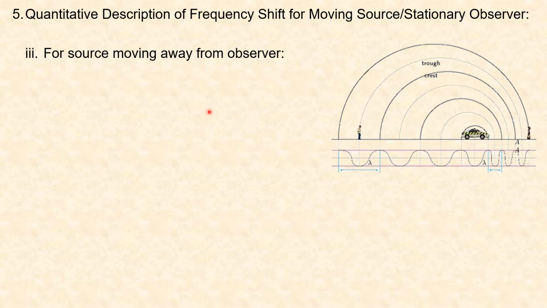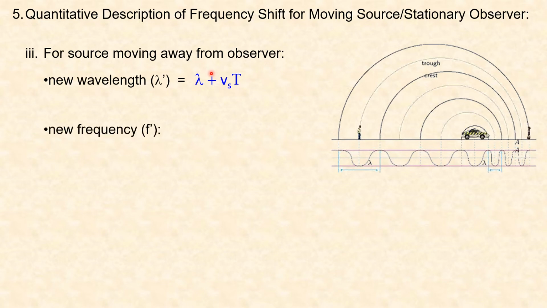On the previous slide we said that the new wavelength when the source was moving towards the observer was the original wavelength minus the distance that the wave source moved in a time equal to one period. But now, since we're looking at this region, the new wavelength is equal to the original wavelength plus the distance that the source has moved in a time equal to one period, in the time between emitting two waves. So the only difference here is we're replacing the minus sign with a plus sign. And from here, the calculations are pretty much identical.